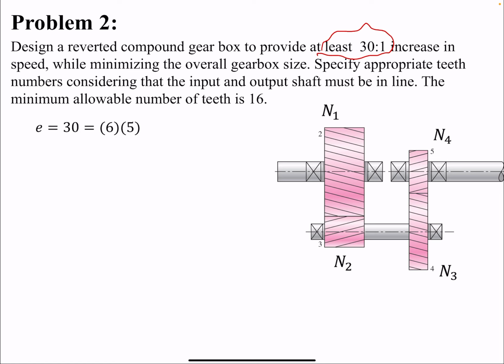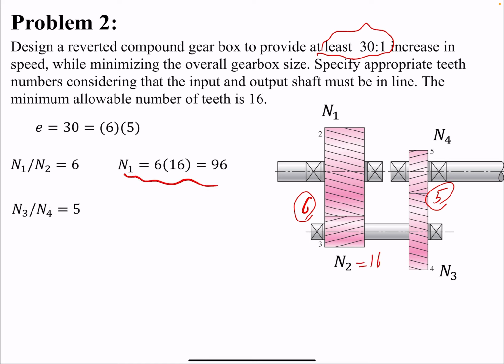So we can go with the first one. The first one is simple for us. We can do 6 and try to do 5 here. Let's see what we are going to get. N1 to N2 is 6. So if we put N2 as 16, the minimum, then we can find N1. But to find the other set, let's start with 5. We have the geometrical condition.